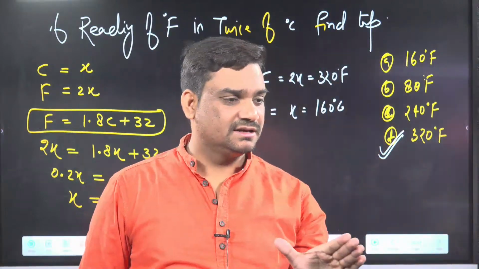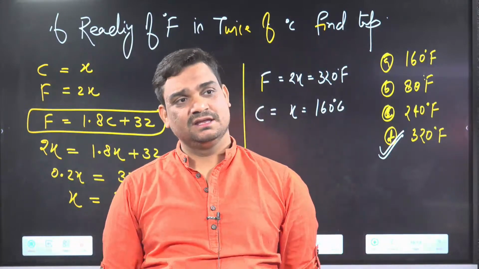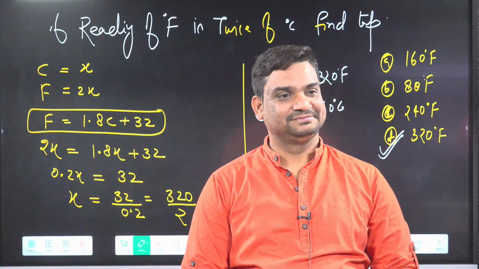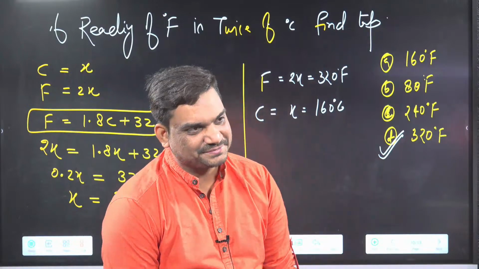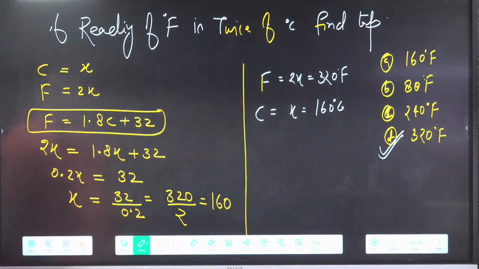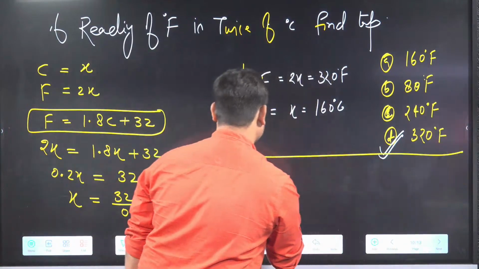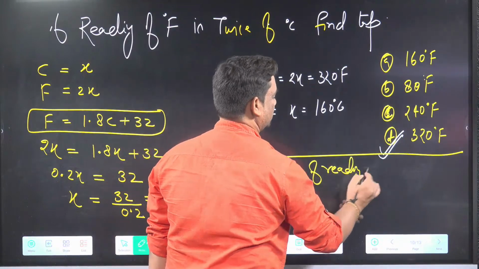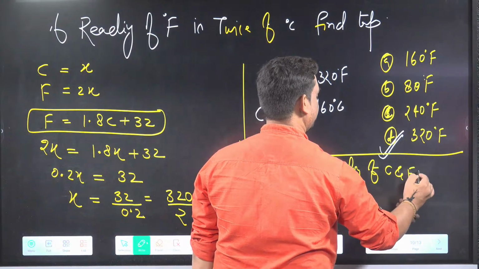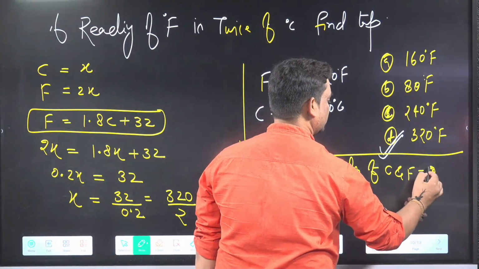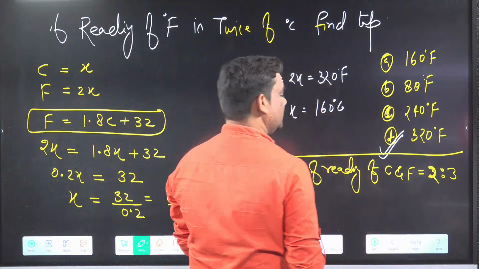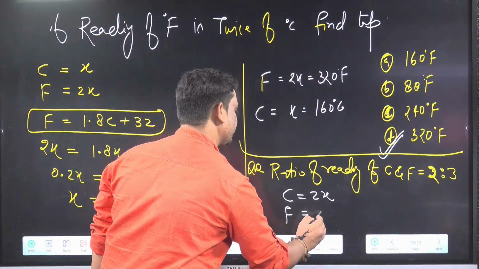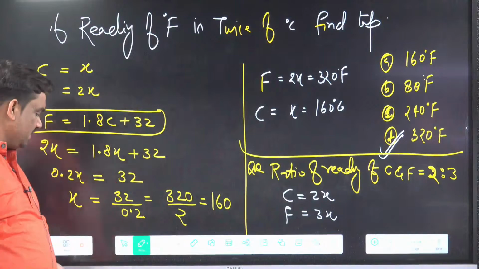Can I give you one homework? Because now time is up for the class. Can I give you one question for homework? Will you do? Okay, very good. The question is: ratio of reading of C and F is 2 raised to 3. Ratio is given 2 raised to 3. You will take C as 2X and you will take F as 3X. Then you will solve the question. Can we do this thing?